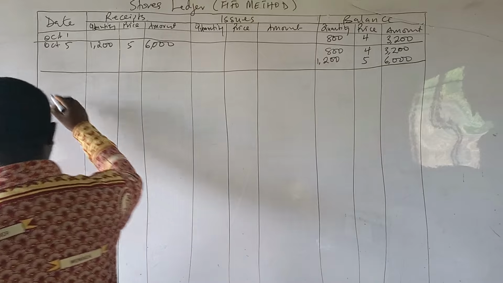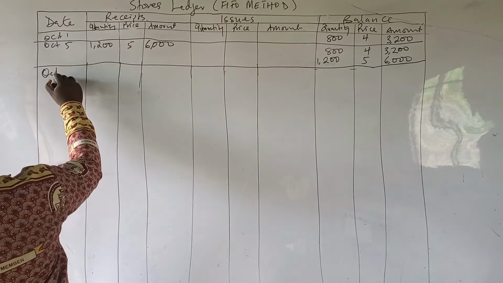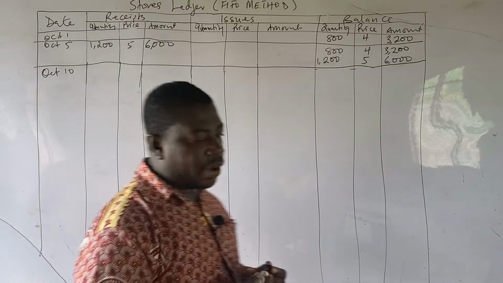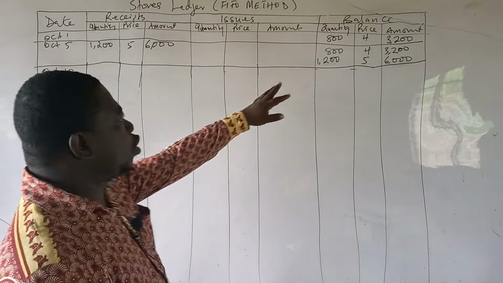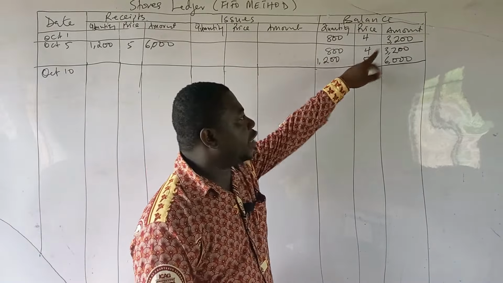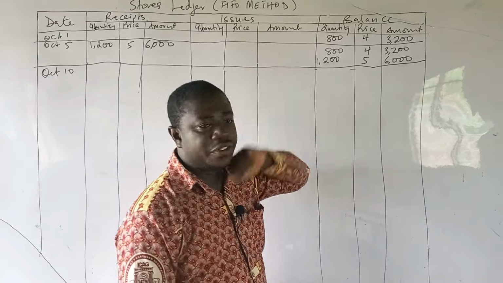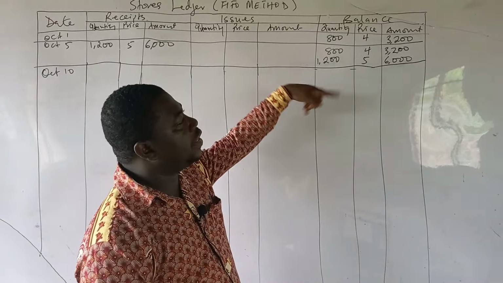So the date is October 10th. We are issuing out 1,500. Now, if you are issuing out 1,500, look at the stock you have available. You have 800 at 4. You have 1,200 at 5. The rule says first in, first out.